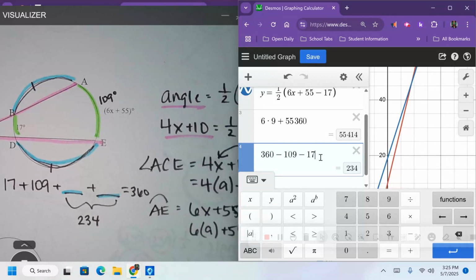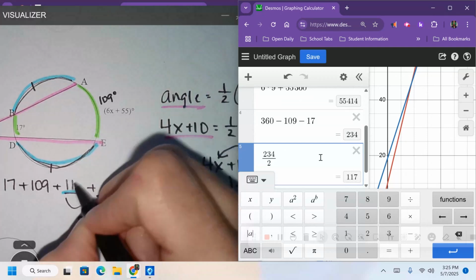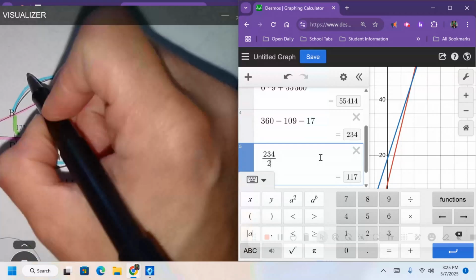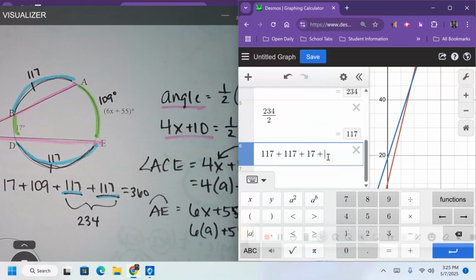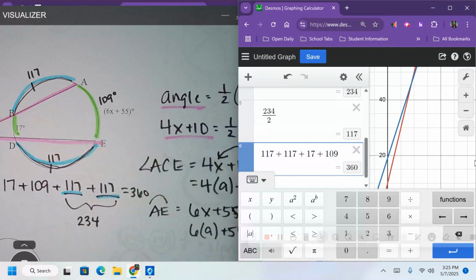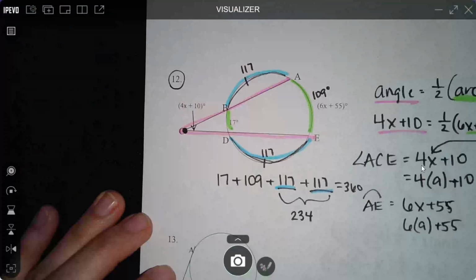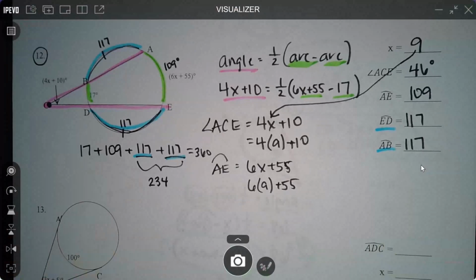But remember, we said they're the same, they're equal, which means I have to take that 234 and split it evenly between them. So these two arcs are 117 and 117. And just to make sure, if I add those arcs all together, we get 360, because all the way around a circle is 360. That does not go away. So right here, we would have 117 and 117.